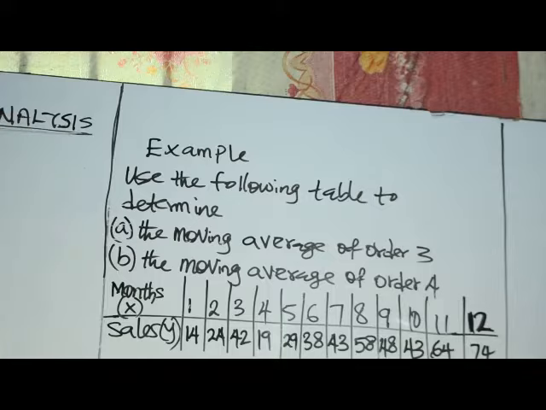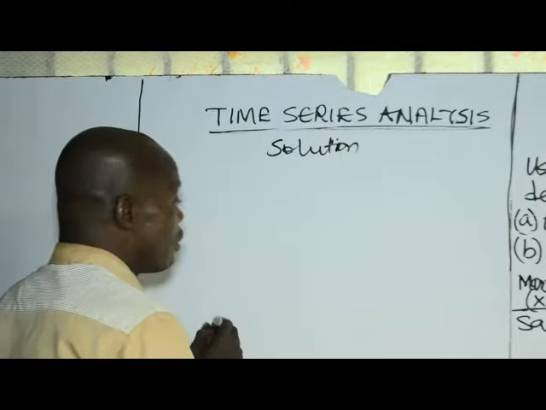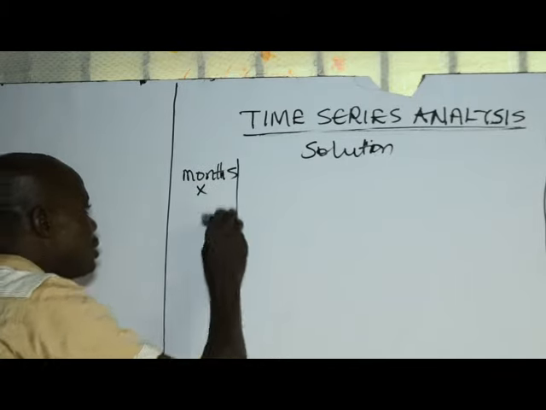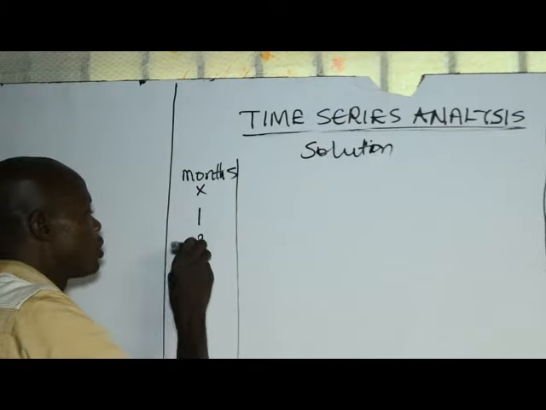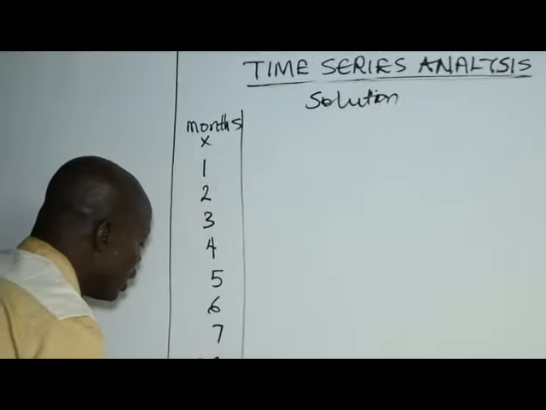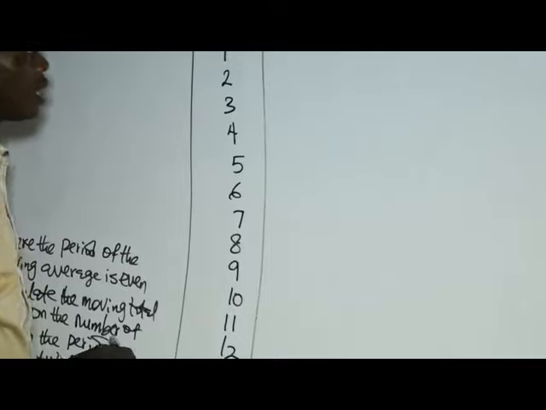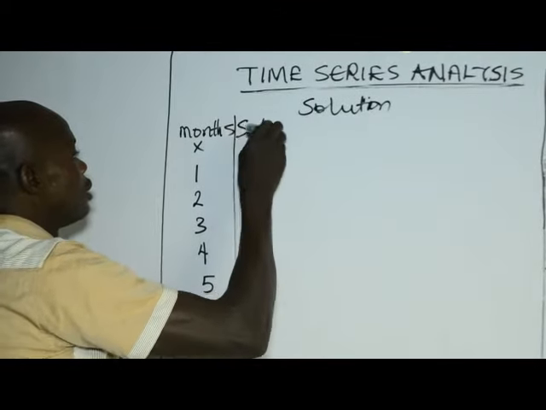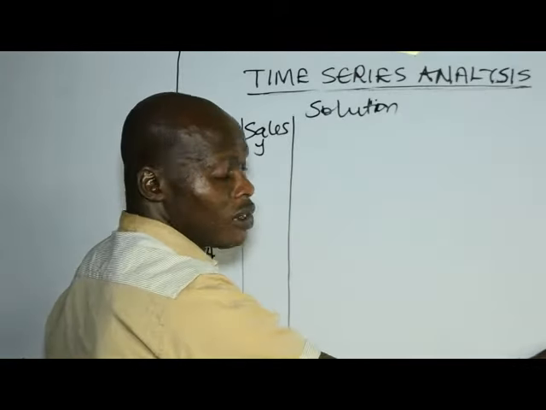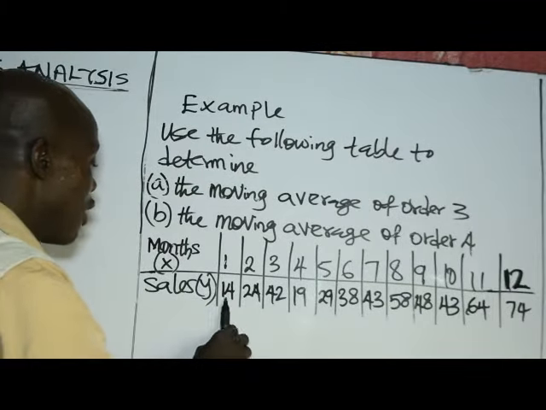Now let's have the solution. We have months X, that is month 1, 2, 3, 4, 5, 6, 7, 8, 9, 10, 11, and 12. And then you are given their sales, the sales value for each of the months. Month 1 has sales of 14, month 2 has 24, and month 3 has 42.